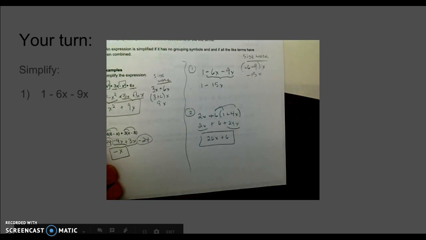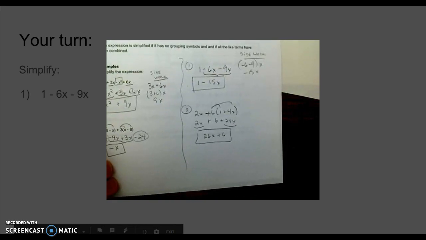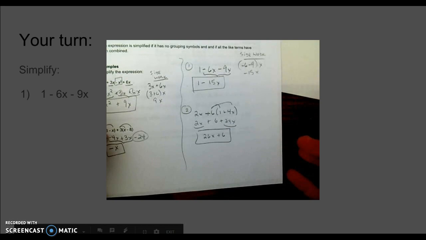So now you can check your work, and they were relatively straightforward and matched up pretty well with the first two examples. So 1 minus 6x minus 9x. You can see over on the side that we're going to combine the coefficients, negative 6 and negative 9, to get a negative 15. So negative 15x, and then I still have the positive 1. So 1 minus 15x is how that simplifies. In the second example, there was a distributive property involved. So 6 times 1 is 6. 6 times 4x, 24x. So 2x plus 6 plus 24x gives us 26x plus 6.